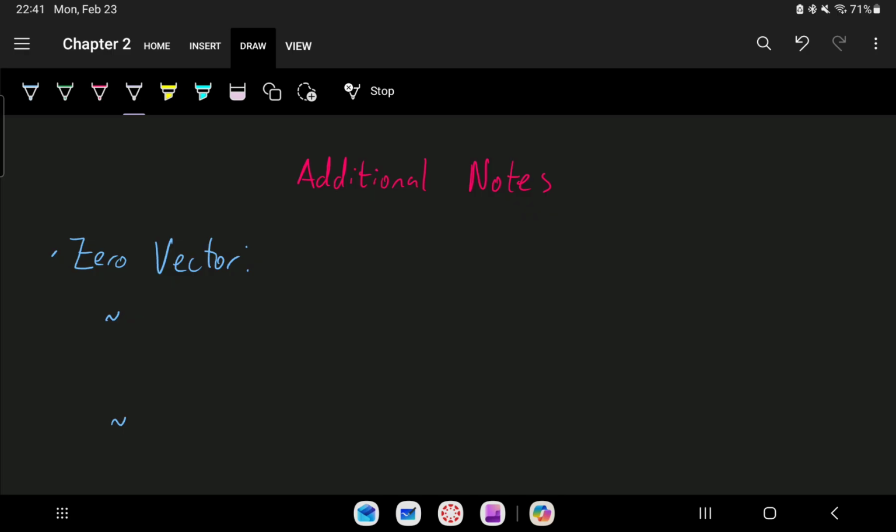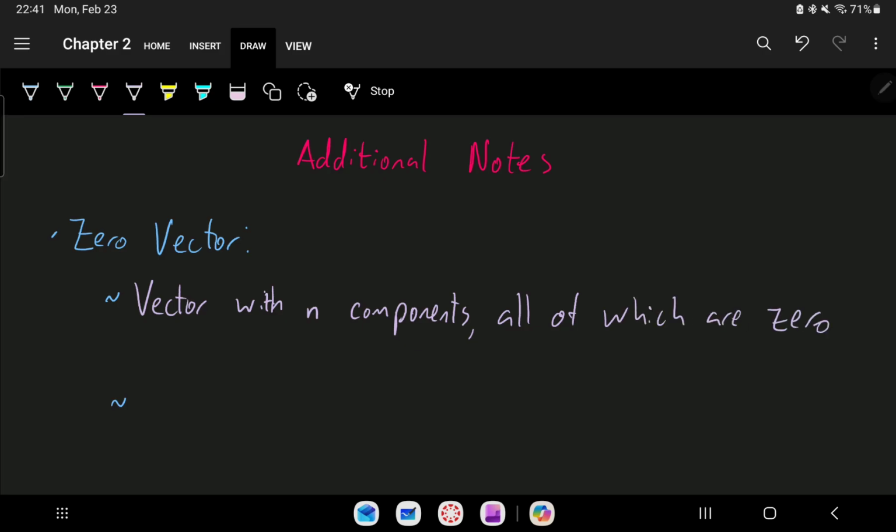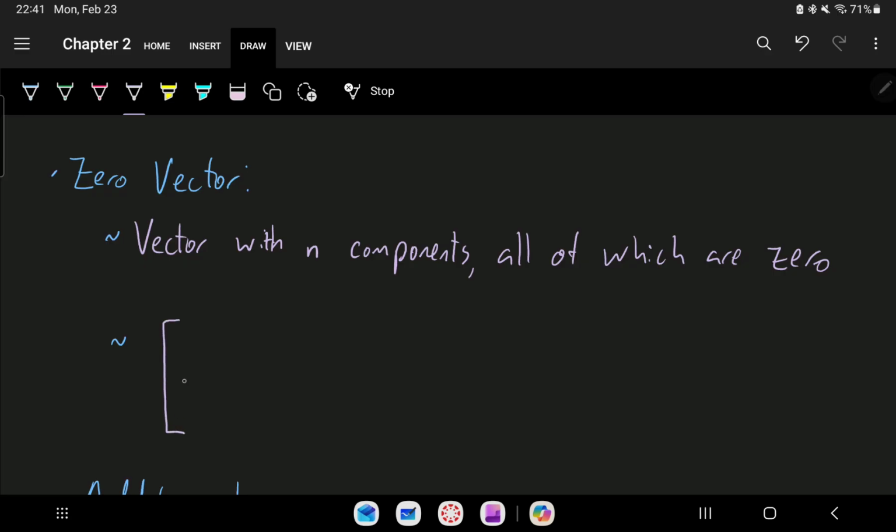There's a couple additional notes that I wanted to cover here. We have something called the zero vector, which seems trivial, but is honestly pretty important when we start getting to combinations and independence. The zero vector is just a vector with n components, all of which are 0. So in practice, this basically just looks like 0, 0, all the way down to 0. All zeros in between.